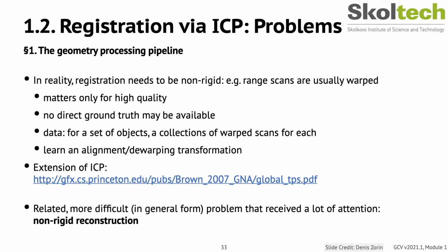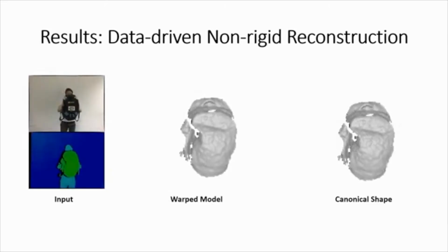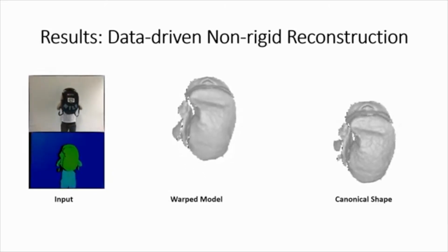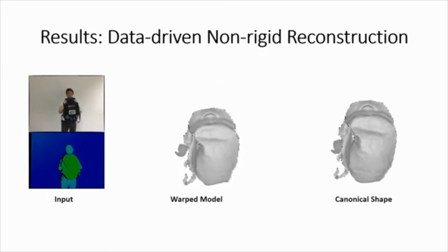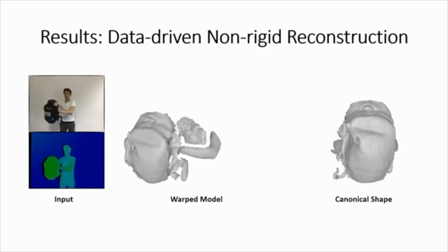One of the possible ways forward might be to leverage data-driven methods. For a set of objects, we could obtain a collection of warped scans for each object, and then learn an alignment or a dewarping transformation. A related and generally more difficult problem that receives a lot of attention recently is the non-rigid reconstruction.